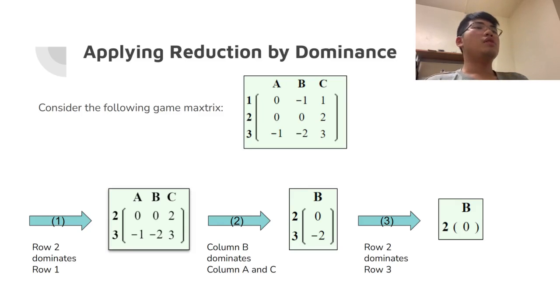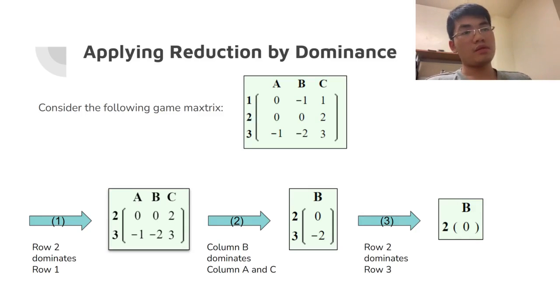Now that we have studied reduction by dominance, let's apply it to a real matrix. Consider the following game matrix, a payoff matrix. The row player can choose move 1, 2, or 3, and the column player can choose move A, B, or C. We are playing as the column player, so let's try to reduce this matrix.